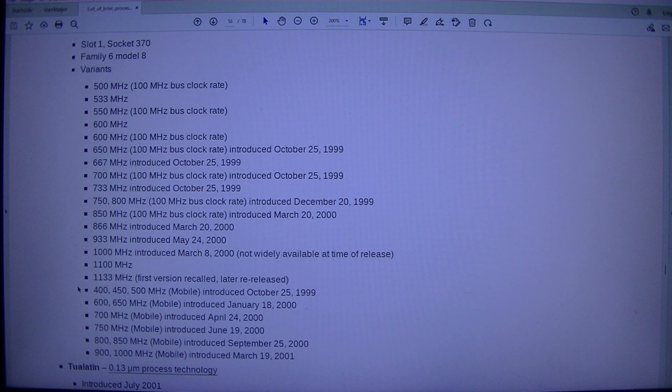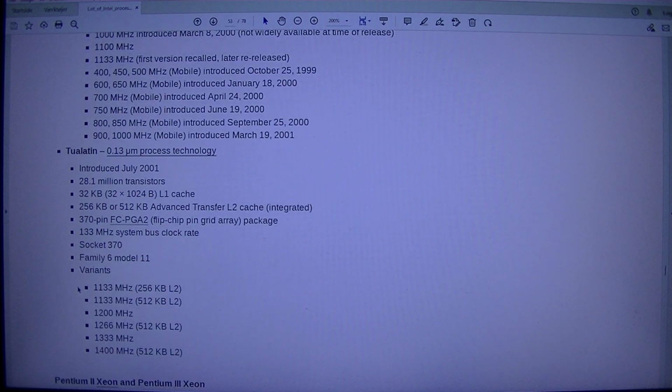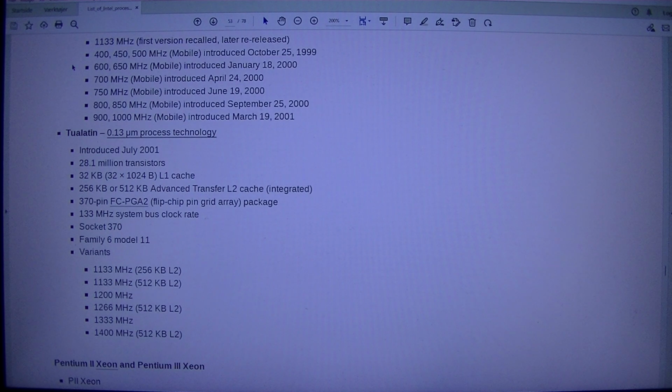400, 450, 500 MHz, mobile, introduced the 25th of October, 1999. 600, 650 MHz, mobile, introduced the 18th of January, 2000. 700 MHz, mobile, introduced the 24th of April, 2000. 750 MHz, mobile, introduced the 19th of June, 2000.